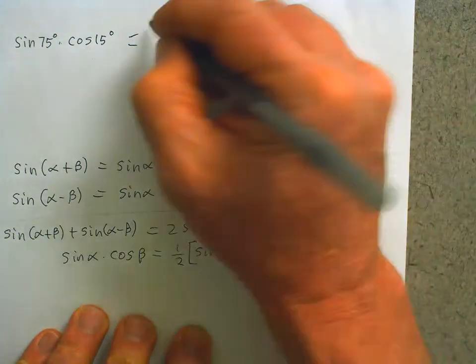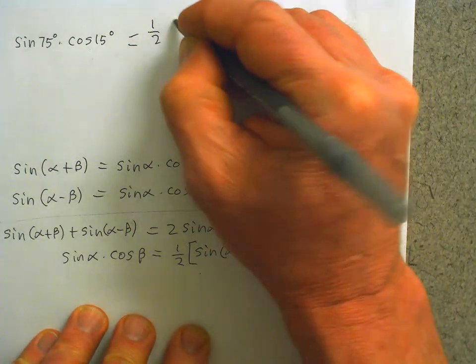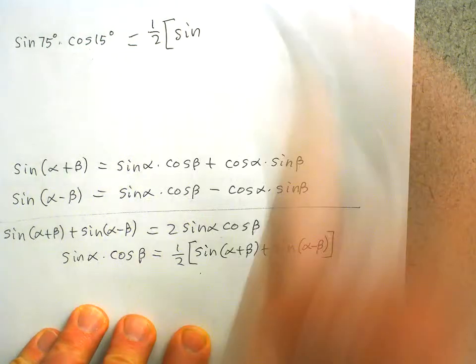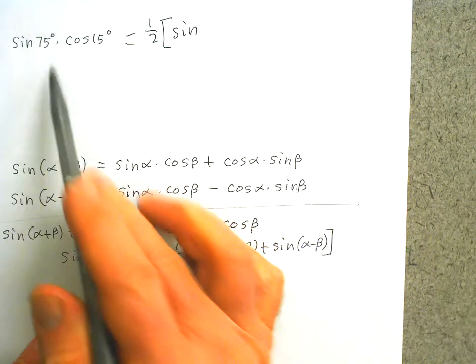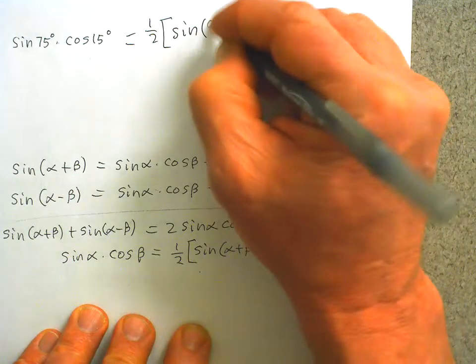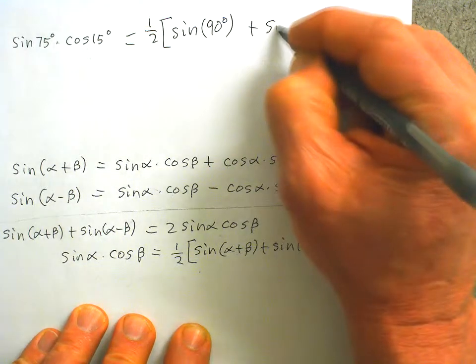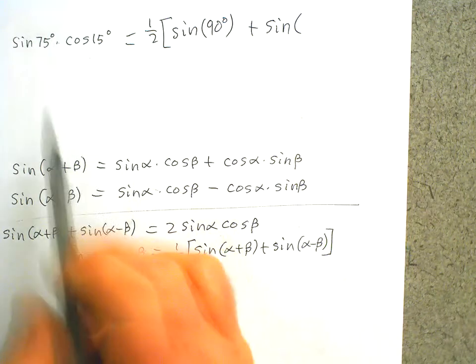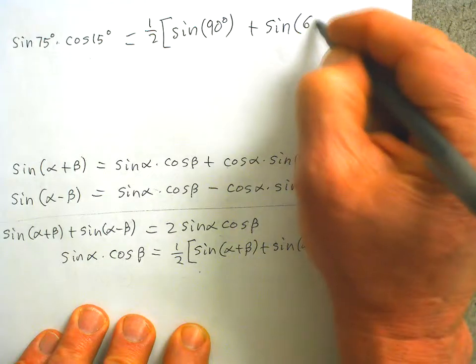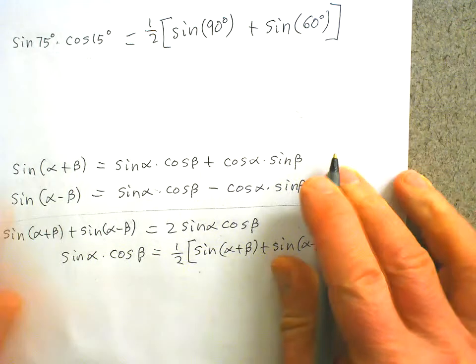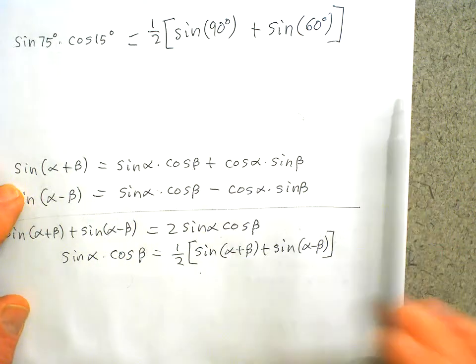We can write 1/2 times sine of 75 plus 15, or 90, and then plus sine of 75 minus 15, or 60, which we know how to evaluate because those are special angles.